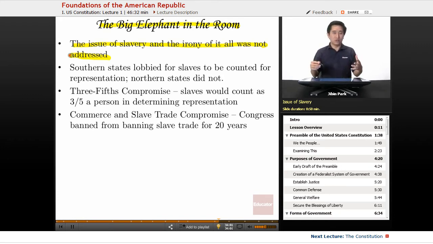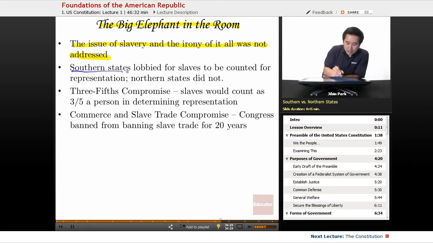Slavery was a big issue. And so how did the Founding Fathers deal with the issue of slavery? Now, interestingly enough, I guess if you don't really think too deeply about it, you would think that the southern states would say that slaves are property and shouldn't be counted as people. Well, the Southerners actually argued the opposite, and it was very logical.